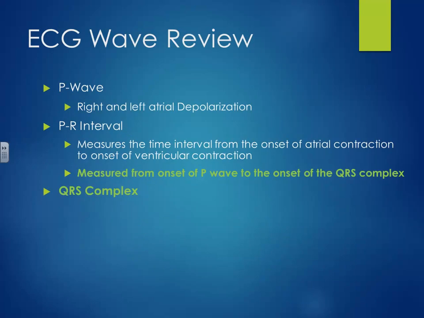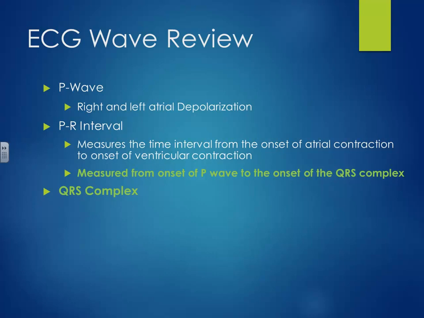Your P wave. So naturally we're looking to see, is it upright? Is it rounded? Does it look like a normal P wave? Is there even a P wave there? Or is the P wave inverted? Looking at your PRI needs to be between what and what milliseconds? 0.12 to 0.2. All right? Look at the onset of the P to the onset of the Q.